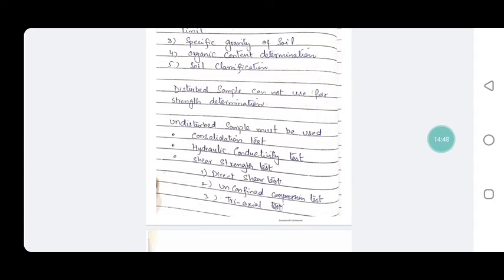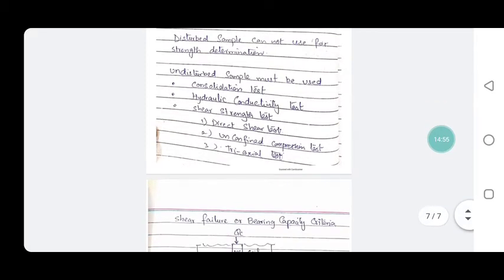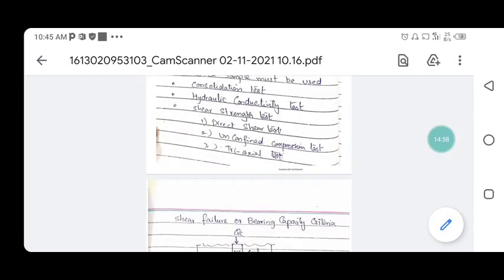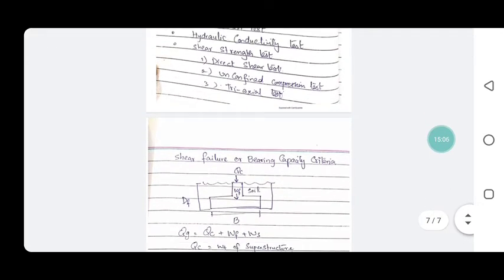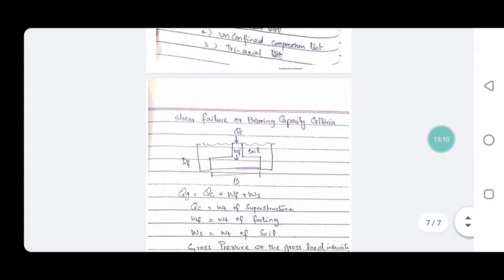Disturbed sample cannot be used for strength determination. Undisturbed sample must be used for consolidation test, hydraulic conductivity test, shear strength test. There are three types of shear strength test: direct shear test, unconfined compression test, triaxial test.